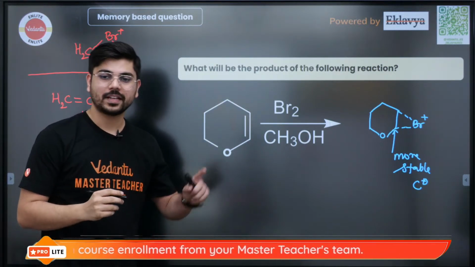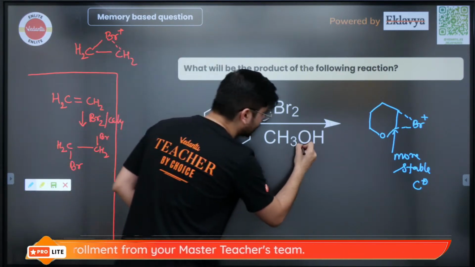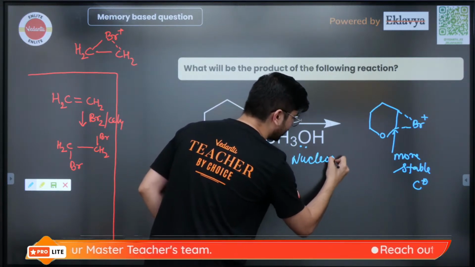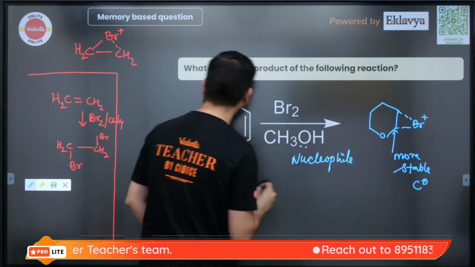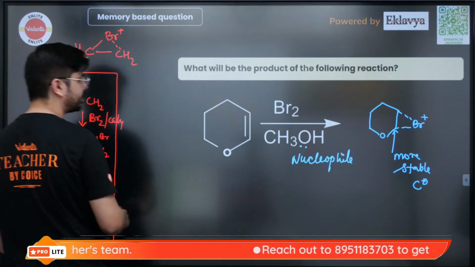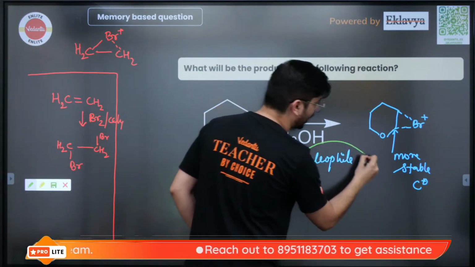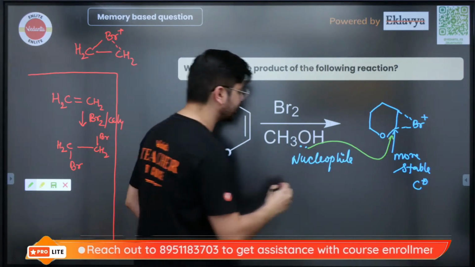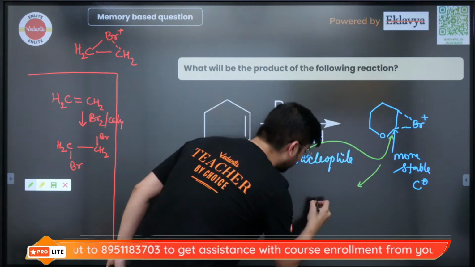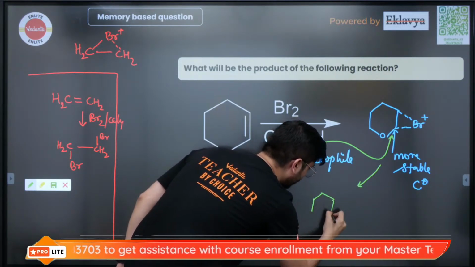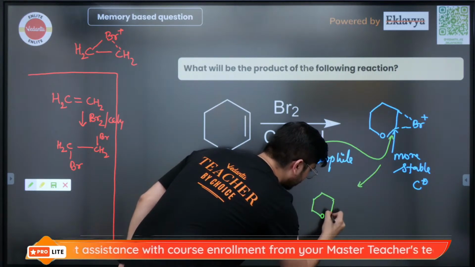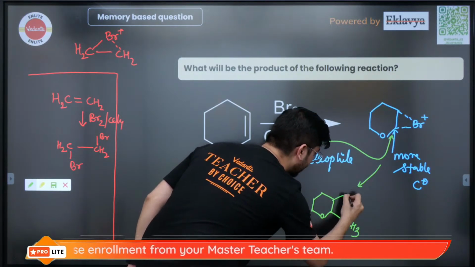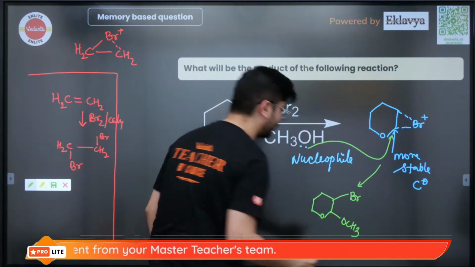Now what will happen? This is the nucleophile. The nucleophile is going to attack over here. The lone pairs are going to attack over here and OCH3 will be attached. So what is the final product? The final product is going to be like this. So we have OCH3 because the lone pairs have attacked and there was Br.